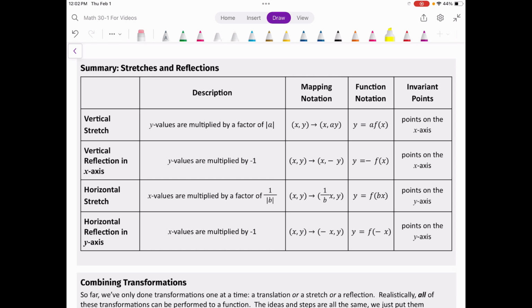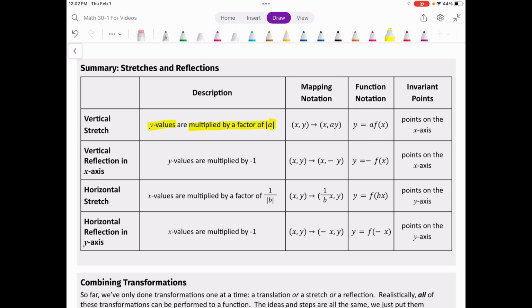So here's a summary, right? For a vertical stretch, all that happens is each of our y values are multiplied by a factor of the absolute value of a, right? No matter whether a is positive or negative, we can still say it was vertically stretched by that factor. It's just that if it's negative, there was also a reflection that occurred, okay?